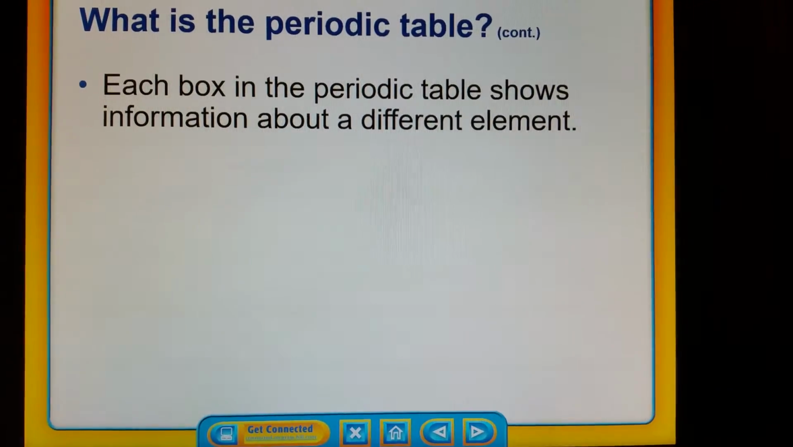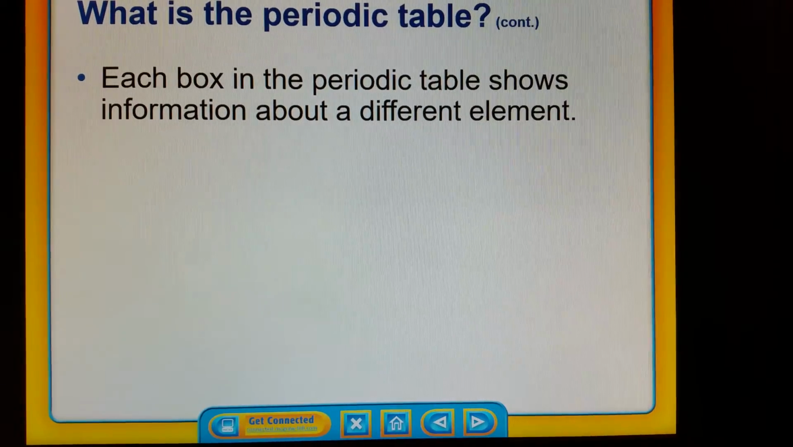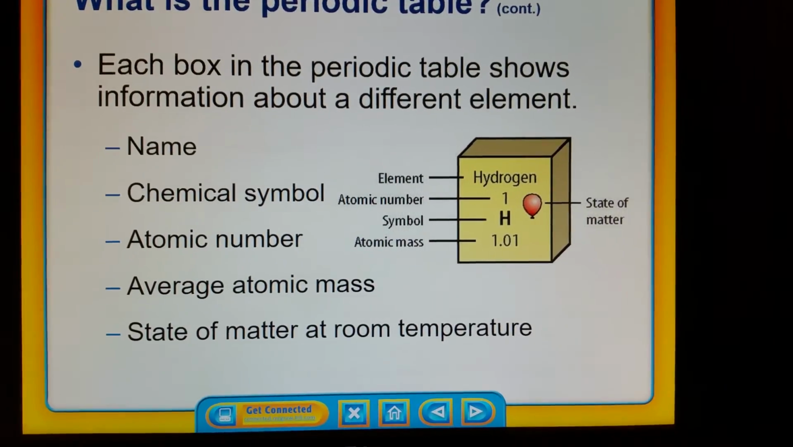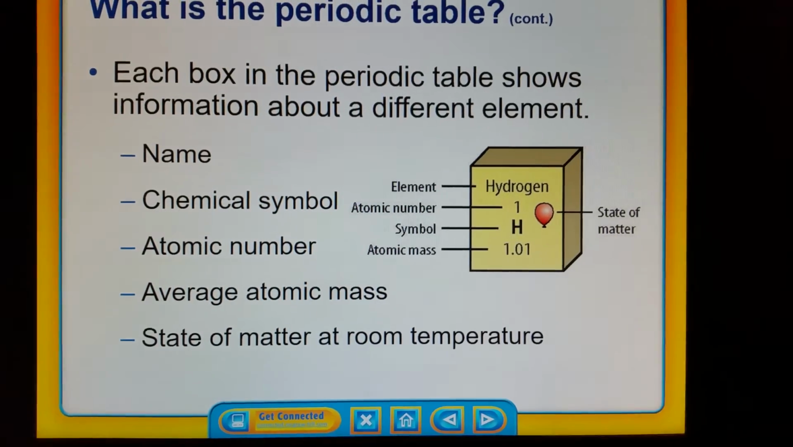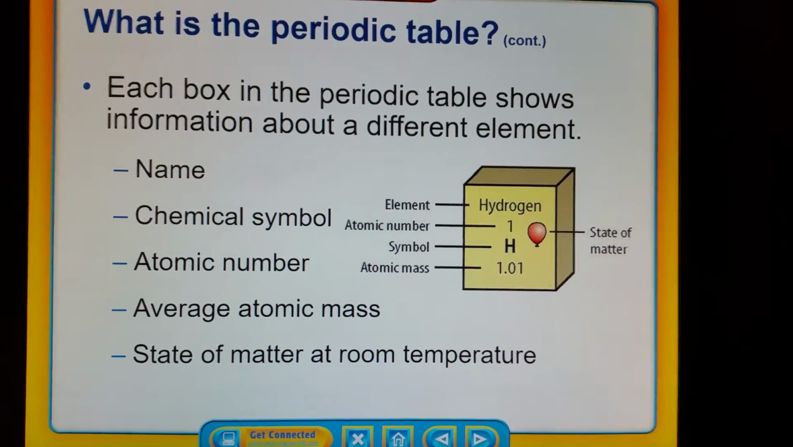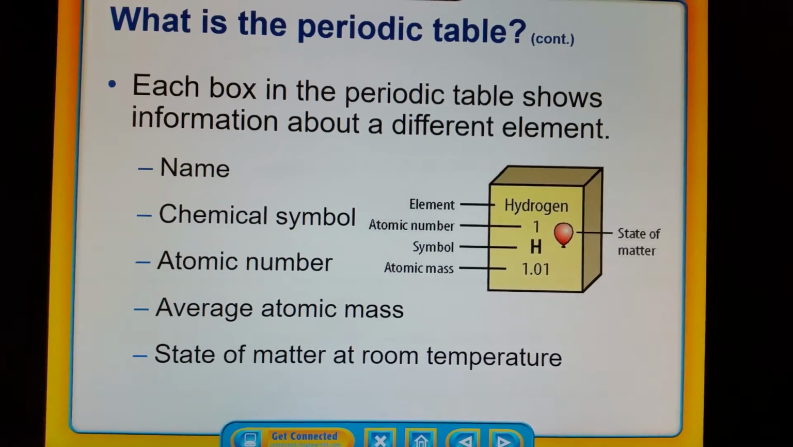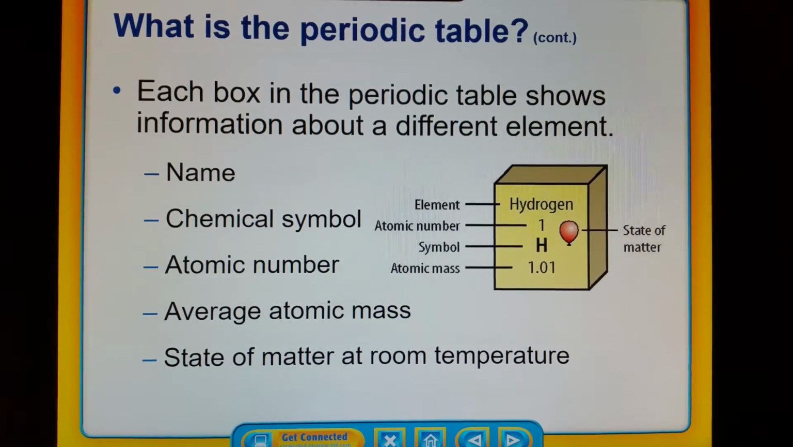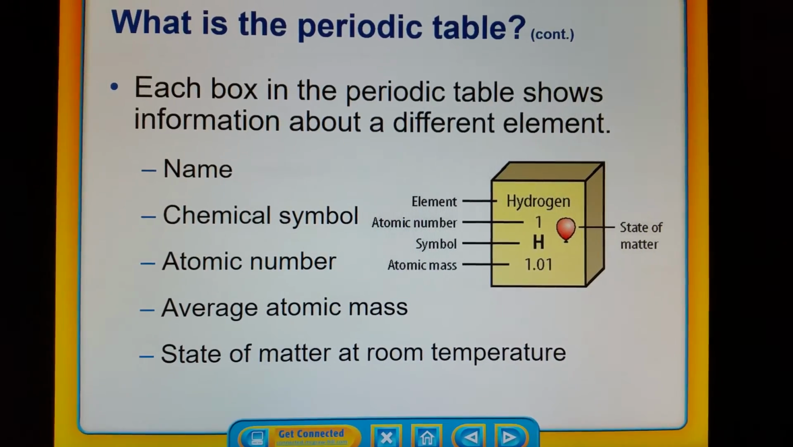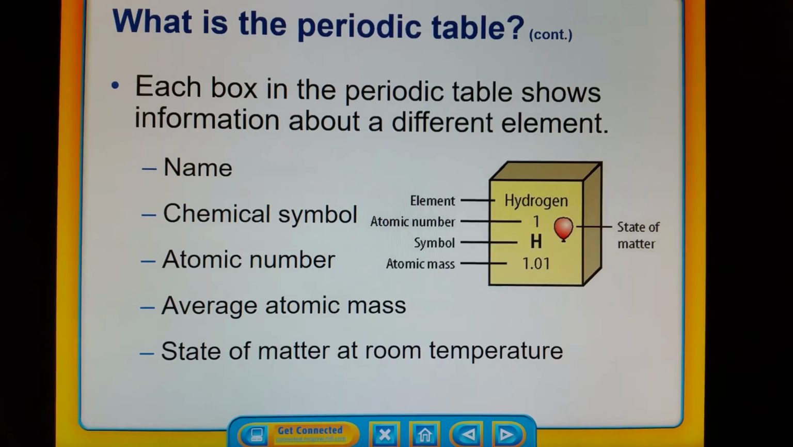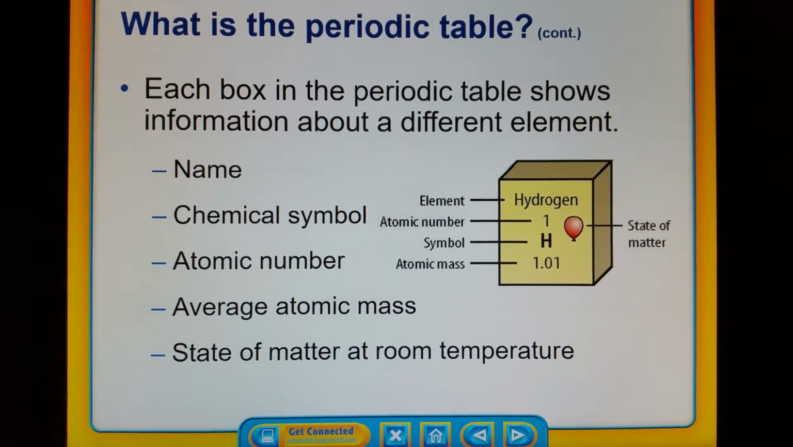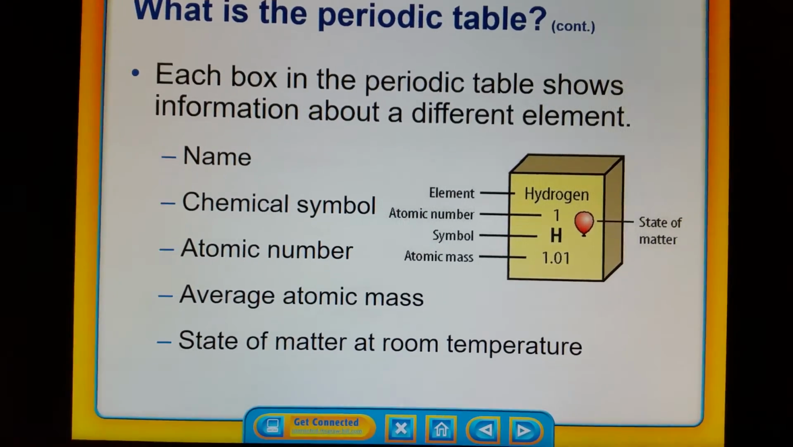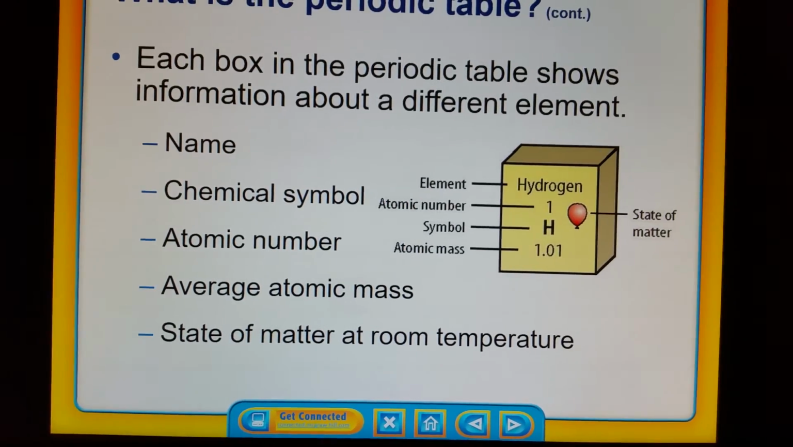Each box in the periodic table shows information about a different element. And this is an example right here. All right, we have hydrogen, boys and girls. So we have the name, hydrogen. We have the chemical symbol, capital H. We have the atomic number, 1. We have the average atomic mass, 1.01. And also the state of matter at room temperature.